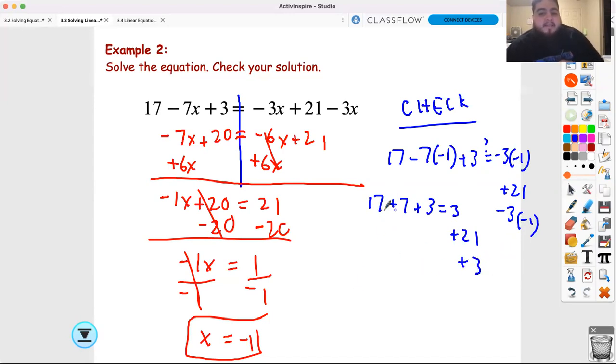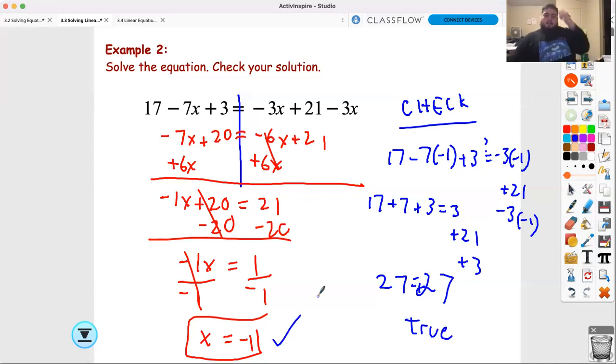Well, now let's add the left side. 17 plus 7 is 24 plus 3 is 27. And then 3 plus 21 plus 3 is also 27. So it's a true statement. So this is correct.